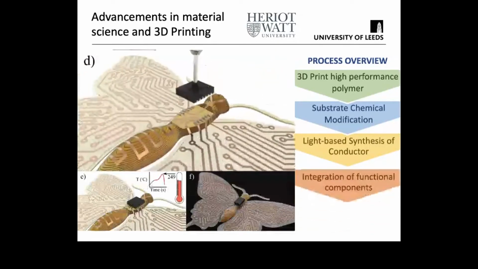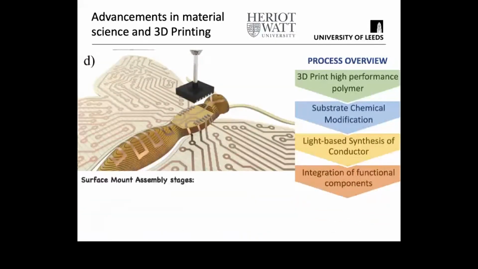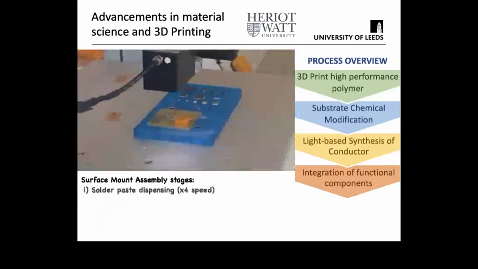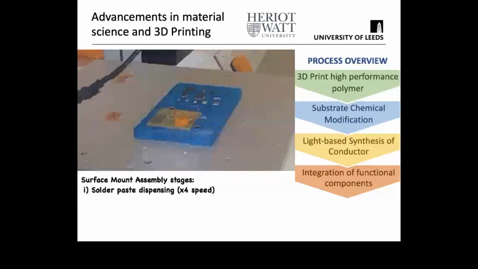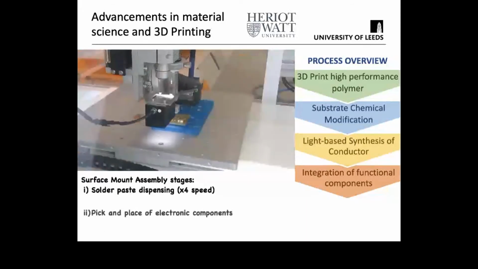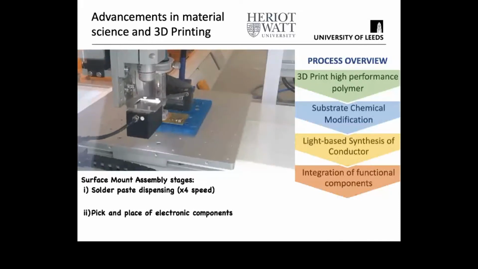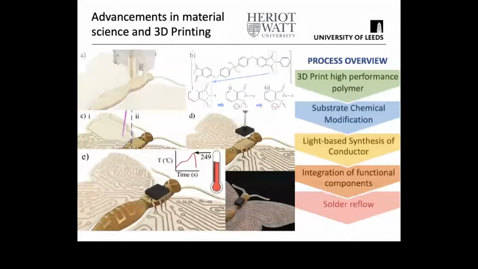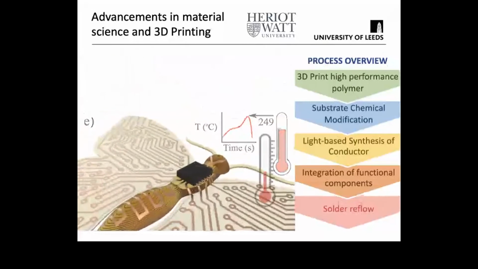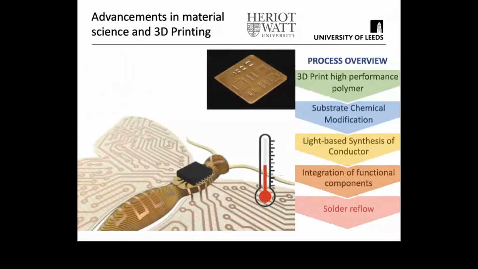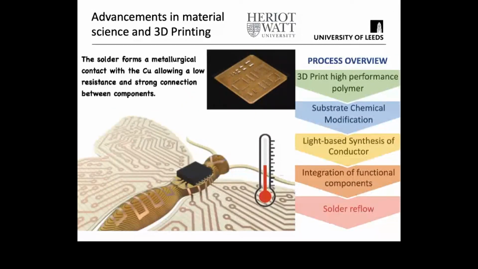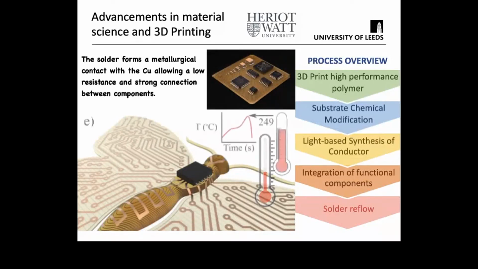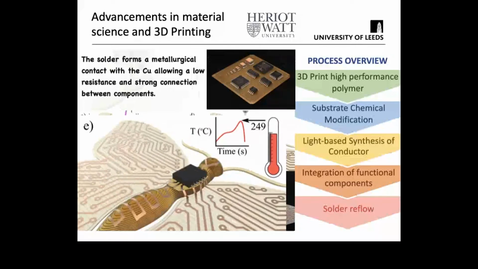Once we've done that, we deposit the solder and place the functional components. As you can see from this video, that's depositing firstly the solder paste, and then pick and place of the components. Once we've done all that, we put this into a reflow oven and reflow the solder material to create the electrical and mechanical connections between the substrate and the component.